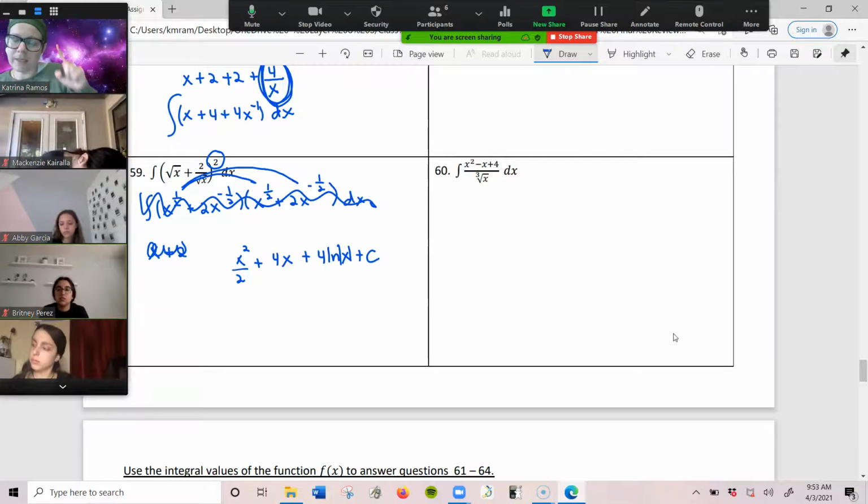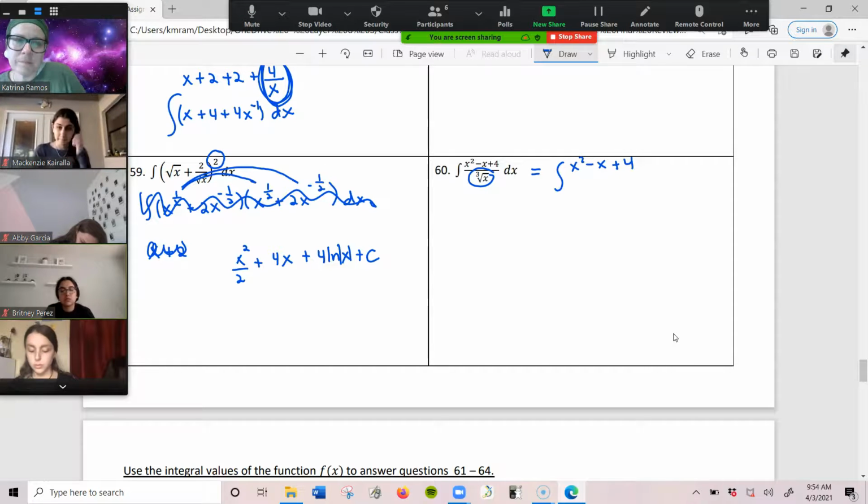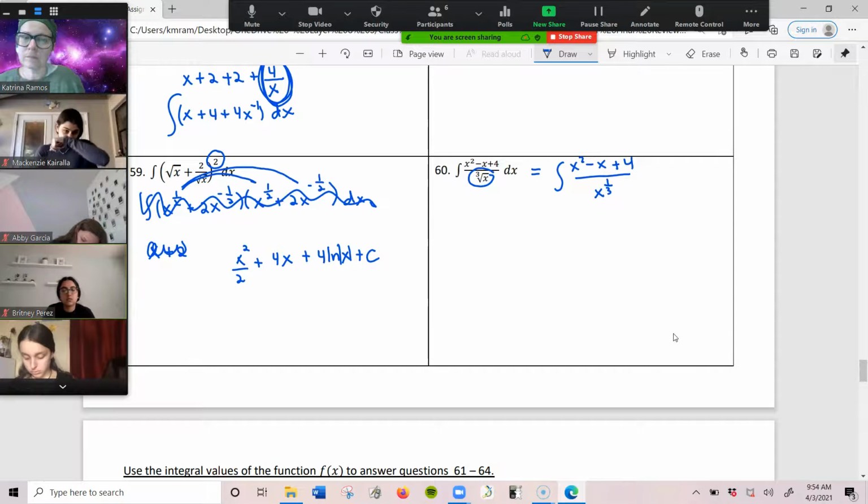And here's how I know to do this. If I have a polynomial type function divided by one term, right? This is only one term, one thing. That means that I can divide everything in the numerator by whatever is in the denominator. So I'm going to rewrite this as the integral of x squared minus x plus 4, and it's all over x to the 1/3. So far, so good?